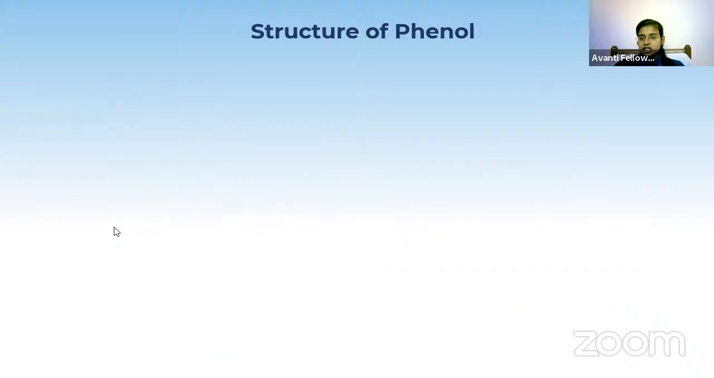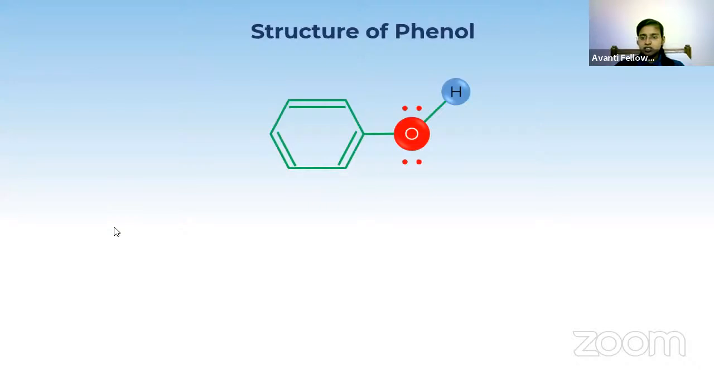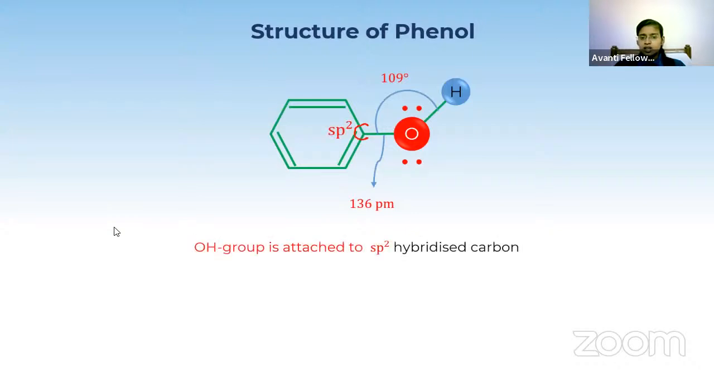Then going ahead with the structure of phenol, we all know the formula is C6H5OH. Here we have carbon, oxygen, hydrogen, and the bond angle created here is 109 degrees. This carbon-oxygen bond length is 136 picometer, which is very high. The OH group is attached to an sp2 hybridized carbon. This carbon is sp2 hybridized because it has a double bond.